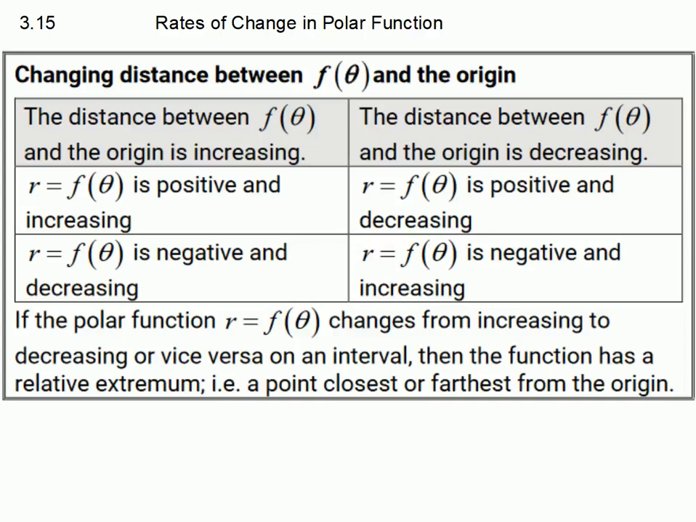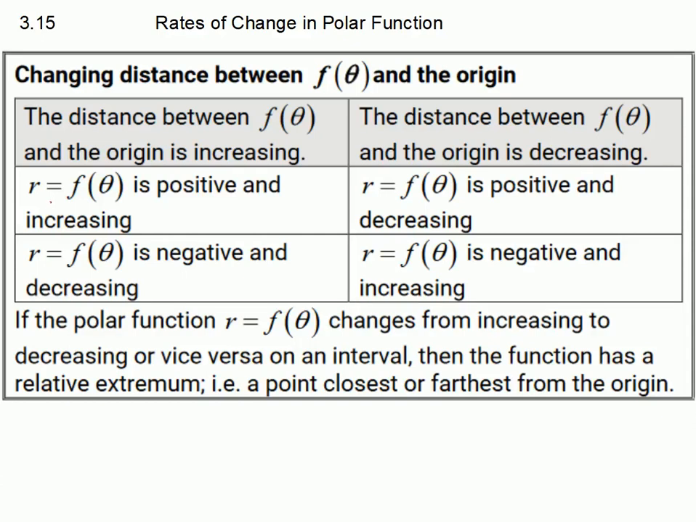So, all right, rates of change in polar functions. We've seen rates of change. Keep in mind that rate of change is just slope. One of the things we do with polar functions is analyze their rate of change. We look at the distance that's changing between the function and the origin. Is that distance increasing or decreasing? So let's analyze that. The distance between the function f of theta and the origin could be increasing.